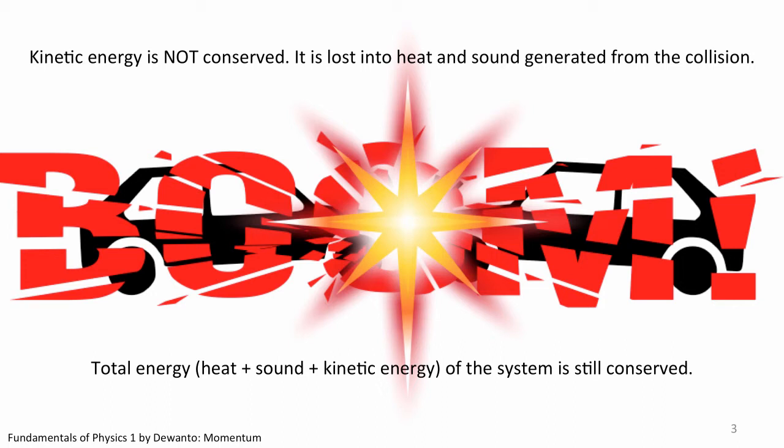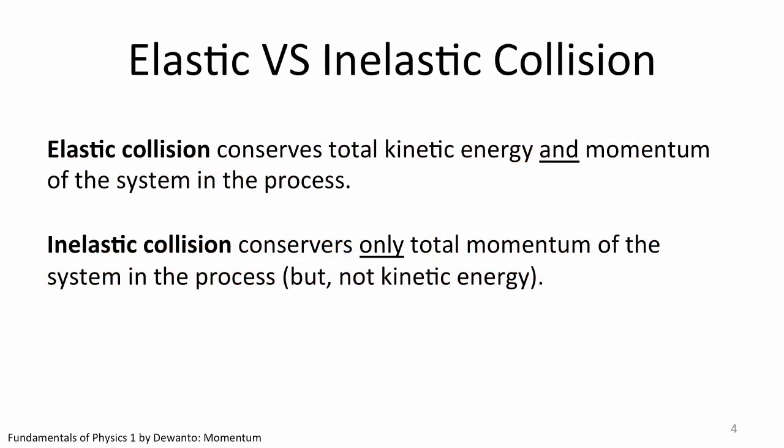Hence, based on whether kinetic energy is conserved or not in the process, physicists categorize collision into elastic and inelastic collision. Simply put, elastic collision conserves kinetic energy, whereas inelastic collision does not. In any case, both types of collision conserve momentum.